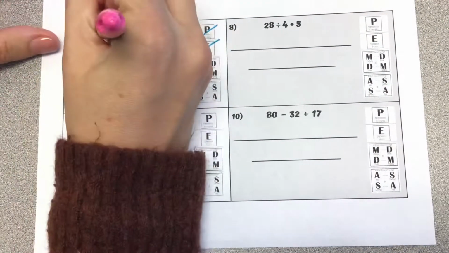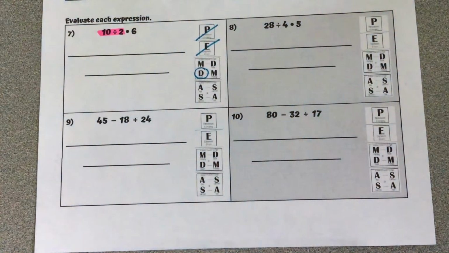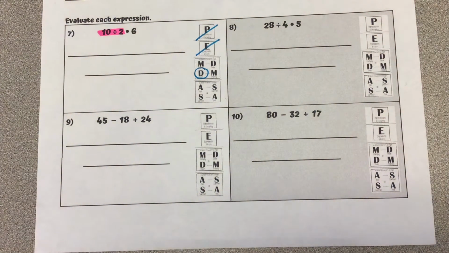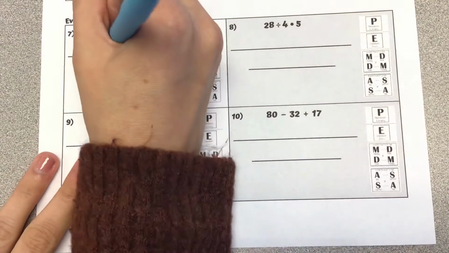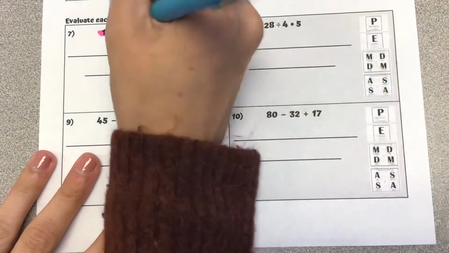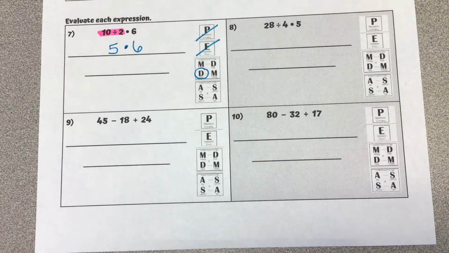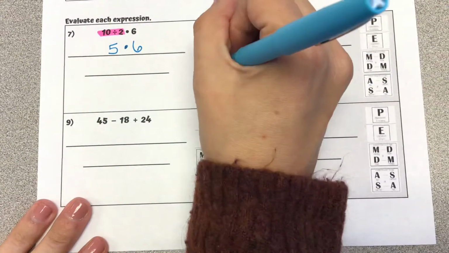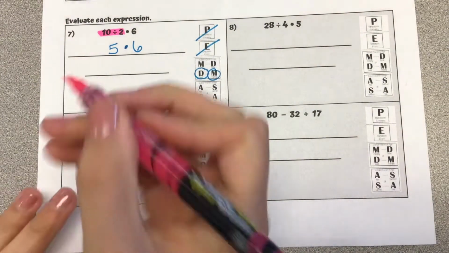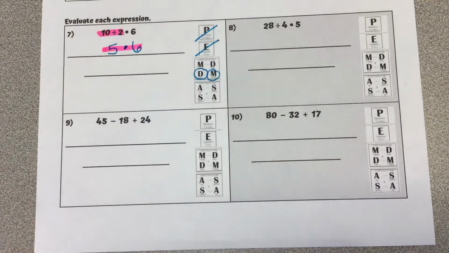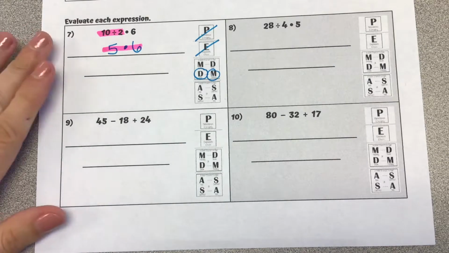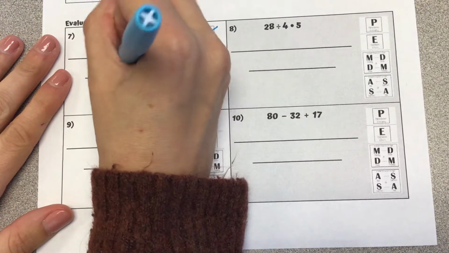So I'm going to highlight 10 divided by 2. And I'm going to divide. 10 divided by 2 is 5, and then I'm bringing everything else down. Bringing down the times, bringing down the 6. Now all that I have left is multiplication. So I'm going to highlight 5 times 6 and multiply it. 5 times 6 is 30.